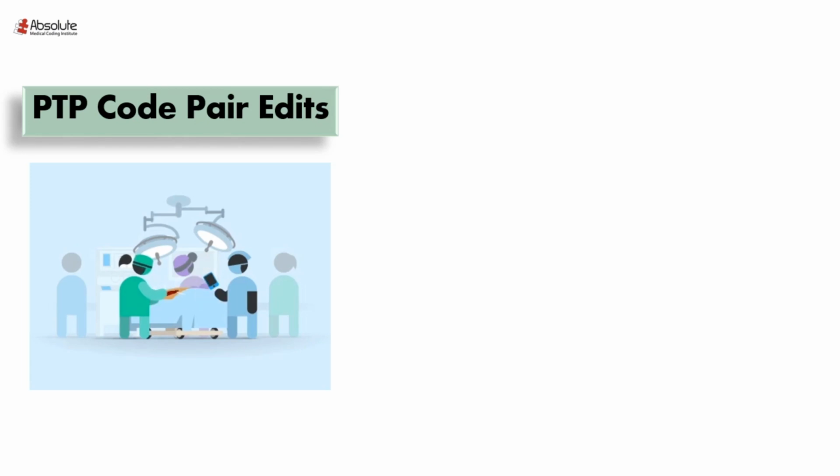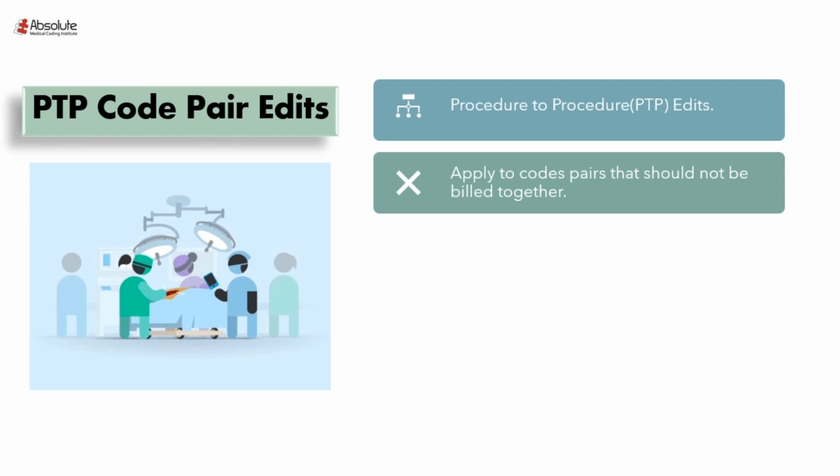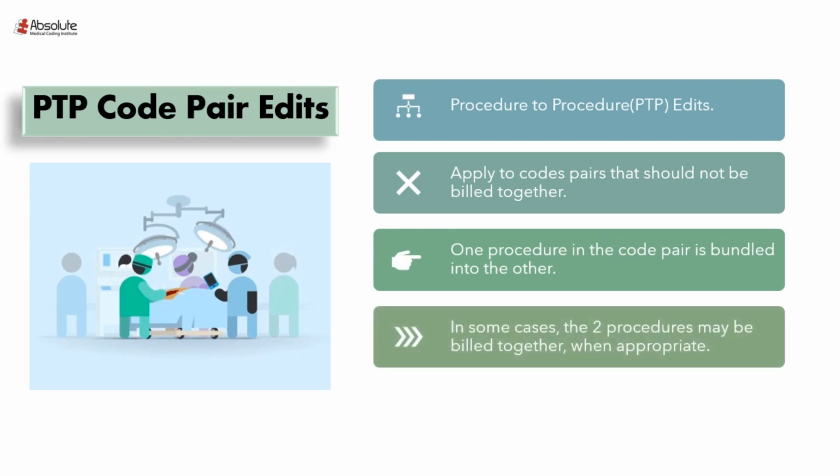Procedure to procedure code pair edits. What are procedure to procedure code edits? Well, they're also called PTP edits, and they apply to code pairs that should not be billed together or that are typically not billed together. Basically, one procedure in the code pair is bundled into the other. But in some cases, the two procedures may be billed together, but it has to be appropriate. And by appropriate, I mean it has to be supported by documentation.